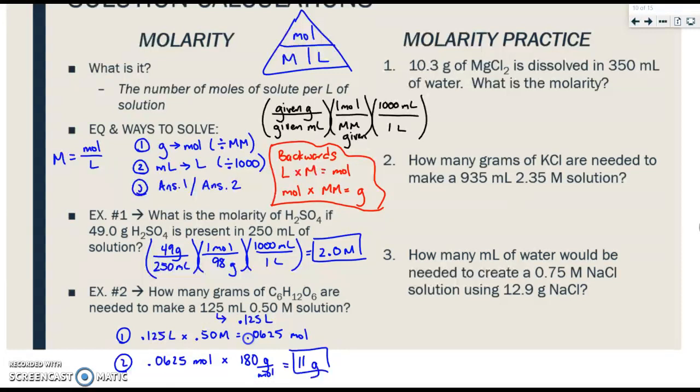In reality, you should be able to solve for any of the 3 pieces. You could be asked for grams, you could be asked for moles, you could be asked for molarity, you could be asked for liters or milliliters. Okay. At this time, you should pause the video and try the 3 practice problems.